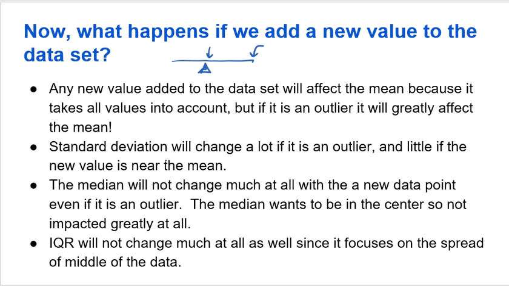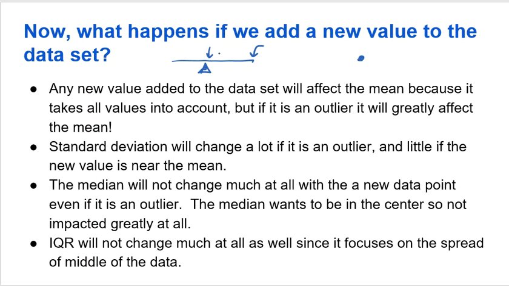And the same thing is true for standard deviation. The standard deviation will get affected as well, because the standard deviation takes every single value into account. So if we add a value that's way far away from the mean, then the standard deviation, which measures how far data is from the mean, is going to have to get bigger, because you're adding a value that is way far from the mean.